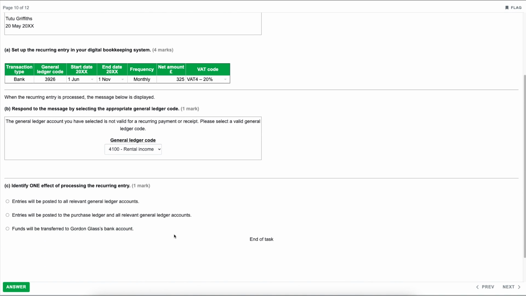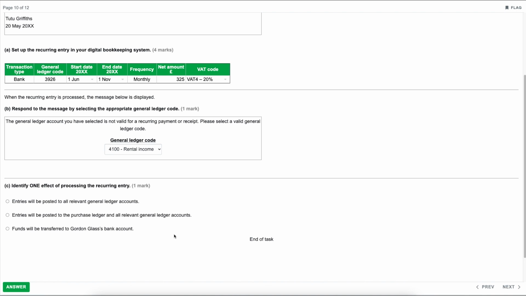Okay, moving on to part C then. It states identify one effect of processing the recurring entry. So we've got three options. It says entries will be posted to all relevant general ledger accounts. We've got entries will be posted to the purchase ledger and all relevant general ledger accounts. And then lastly, funds will be transferred to Gordon Glass's bank account.